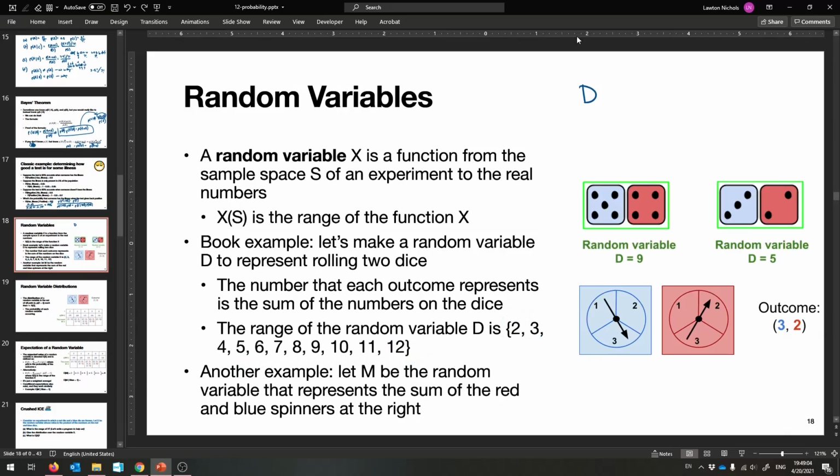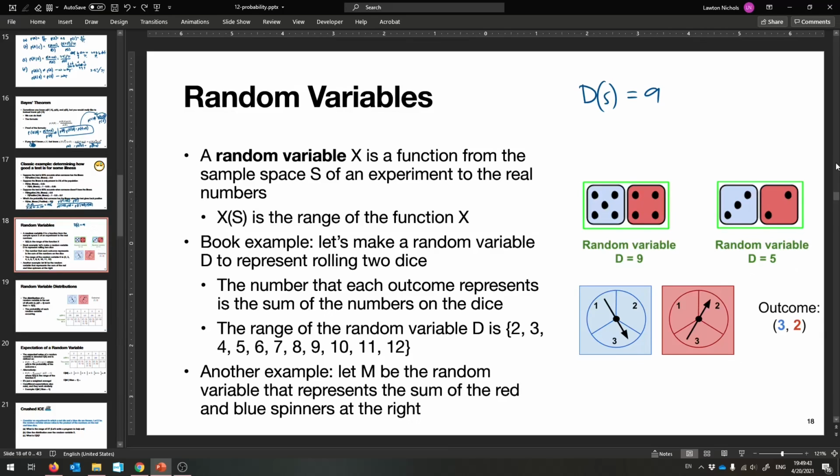You give it the outcome, some little s, and it gives you back a number based on that outcome. Maybe you rolled a 5 and a 4, and you get back the value 9. You can have a random variable give you back any number, as long as it's a real number. It goes from the sample space to the real numbers. That's all it is, so that's not too bad. This is where D is 9, and this is where D is 5.